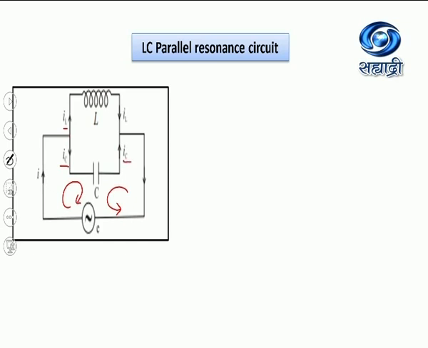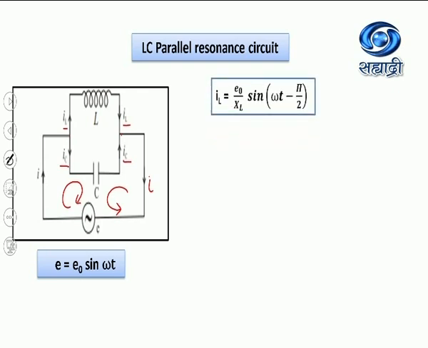Current through the capacitor, IC, is coming to this point. IL, flowing through the inductor, is again coming to this point. Together, again current I, that is IL plus IC, is coming back to the source. Now let the instantaneous EMF be given by the formula E is equal to E naught sin omega t, where E naught is the peak value of the EMF and omega t is the phase.